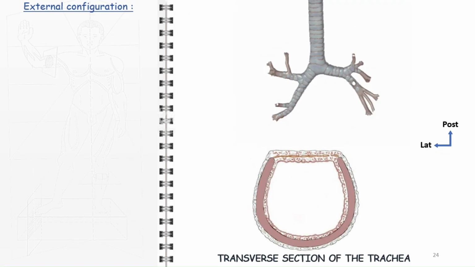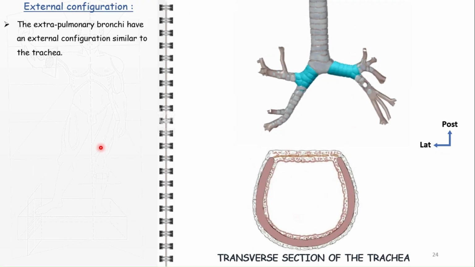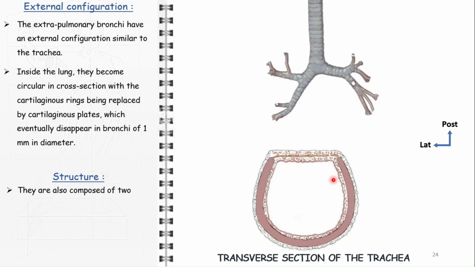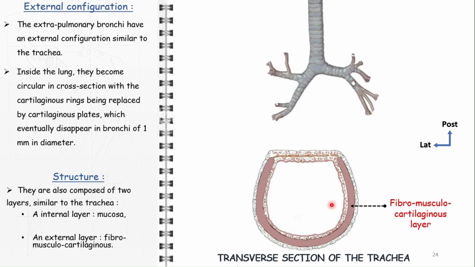When it comes to their external configuration, the extrapulmonary bronchi have one similar to the trachea. Inside the lung, the bronchi become circular in cross-section, with the cartilaginous rings being replaced by cartilaginous plates, which eventually disappear in bronchi of 1 mm in diameter. In terms of structure, the bronchi are composed of two layers, similar to the trachea: an internal mucus layer and an external fibromusculocartilaginous layer.